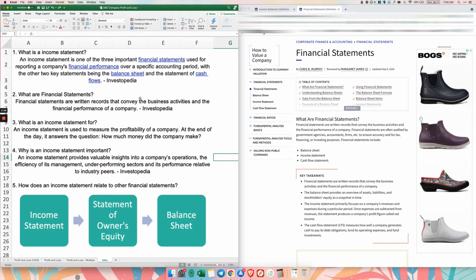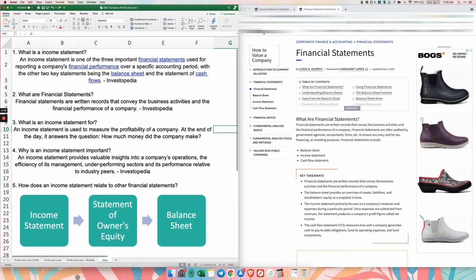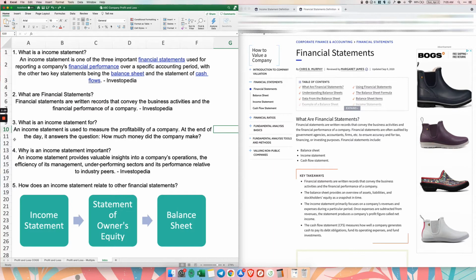Next, what are financial statements? Financial statements are written records that convey the business activities and the financial performance of a company. Again, the financial performance can be measured by different metrics, and what an income statement actually measures is the profitability of a company. So what is an income statement used for? An income statement is used to measure the profitability of a company. At the end of the day, it answers the question, how much money did the company make? And this is my definition, not Investopedia's. That's what business owners want to know, right? How much money did they actually make at the end of the day?